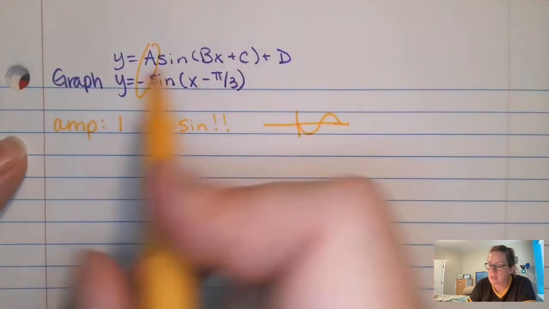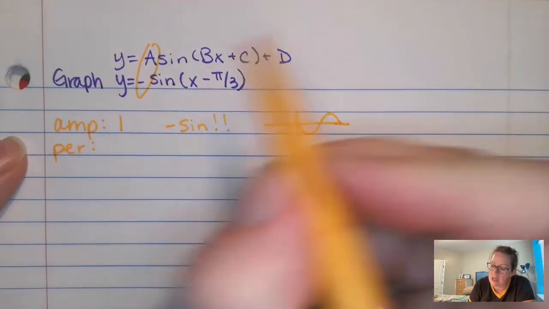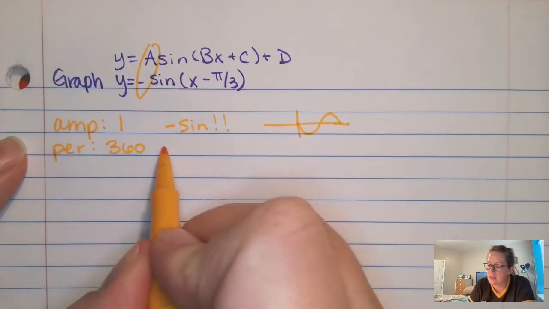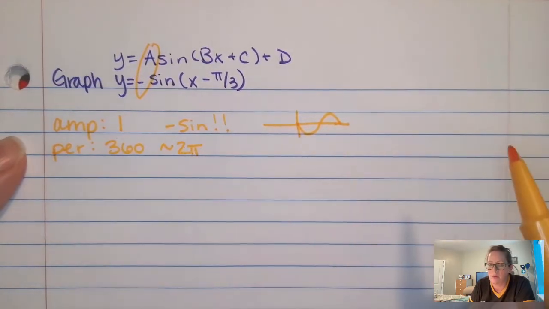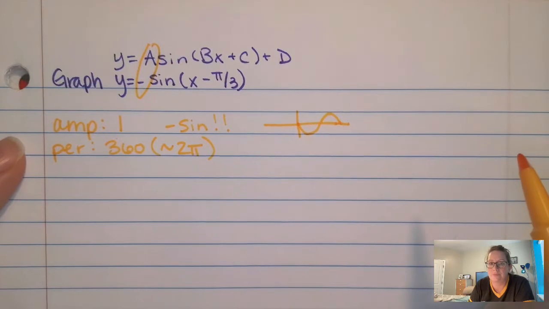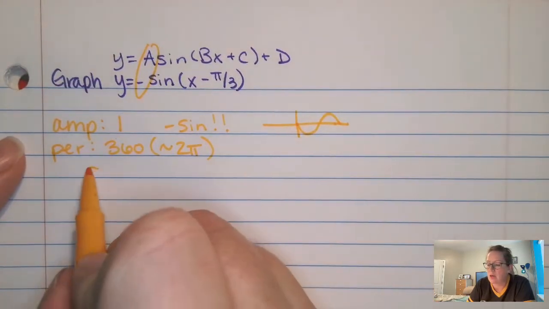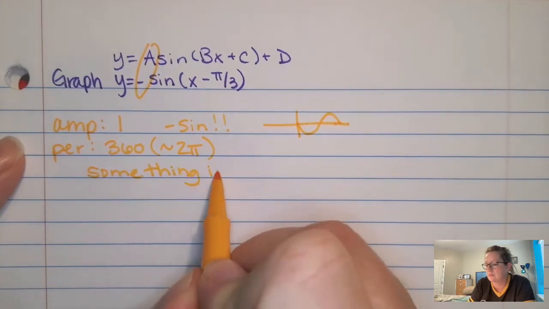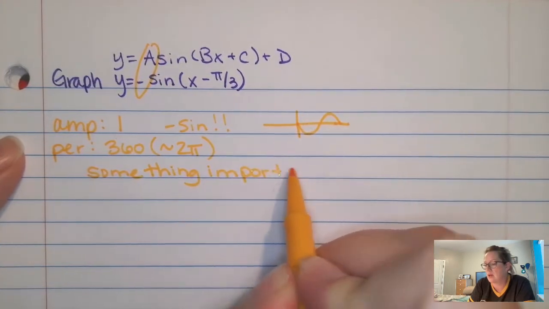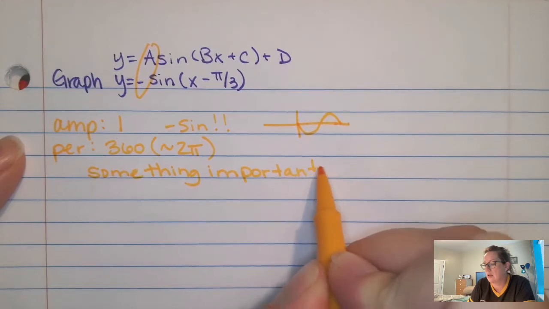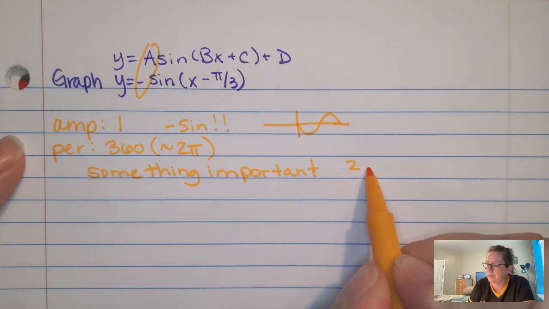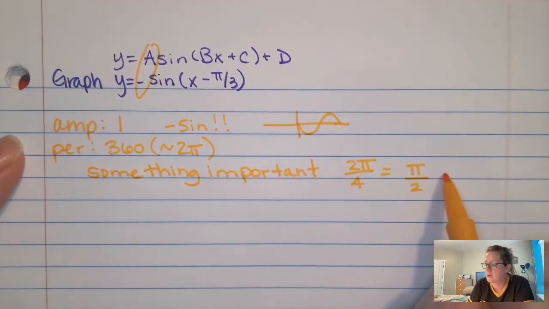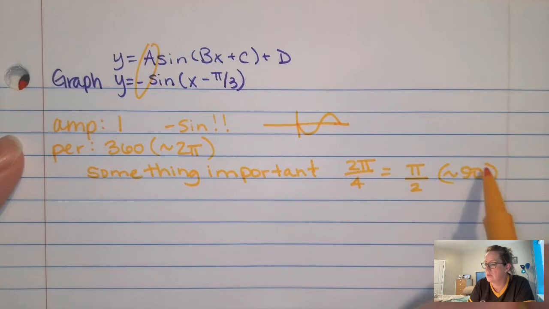All right, period is the number with the x or the theta, same thing. There's no number here, so our period is going to be 360 or 2 pi, whichever one you'd like to use. Remember, we can figure out something important happening. What do we have to divide our period by? I hope you said 4. So dividing this by 4, we get pi over 2, which is also equal to 90 degrees. Okay?